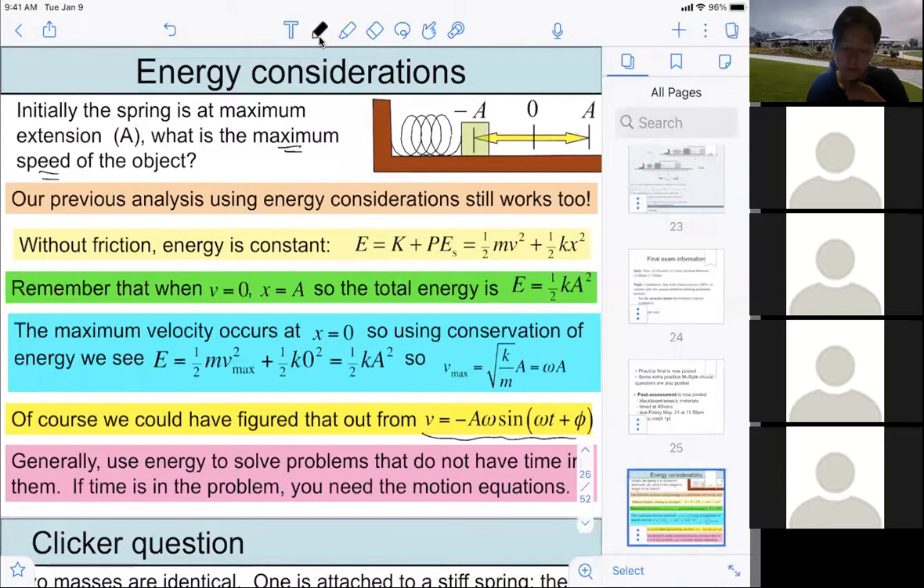The energy at either this point or this point is all potential. That's 1/2 K times amplitude squared. The energy in the middle is all kinetic. That is 1/2 mv squared. V is a maximum value there. So you can solve for velocity maximum as a function of your amplitude.